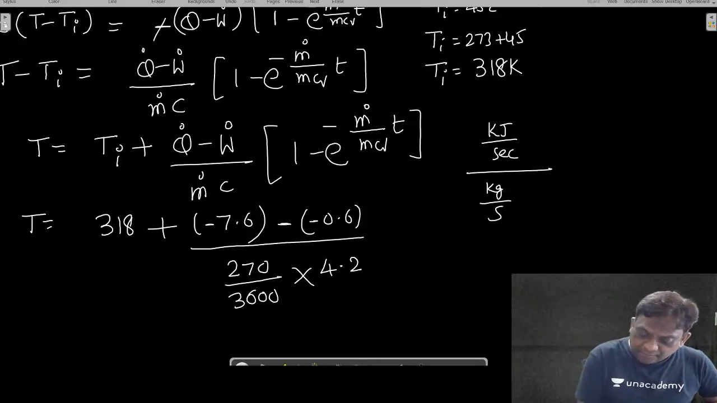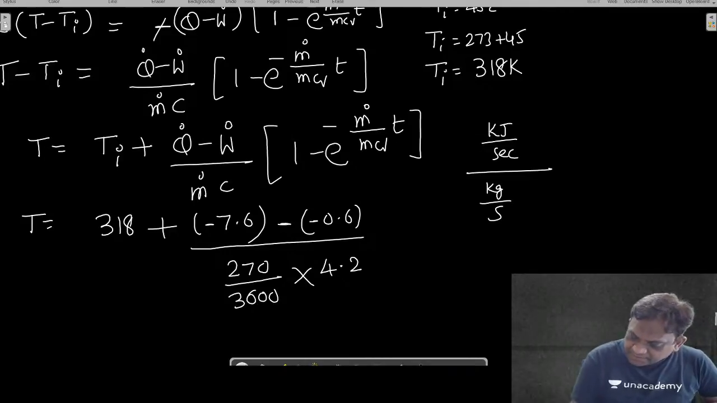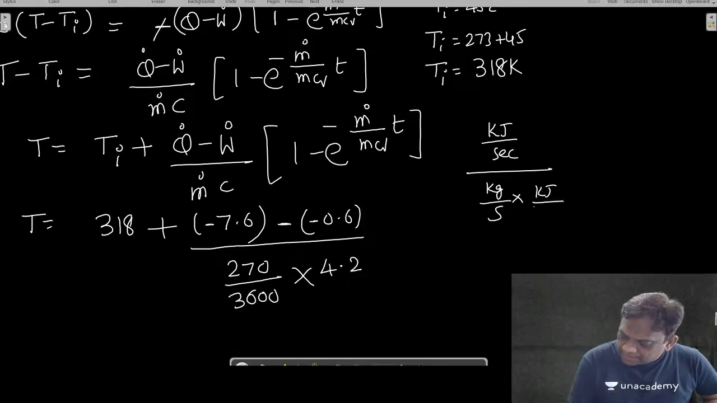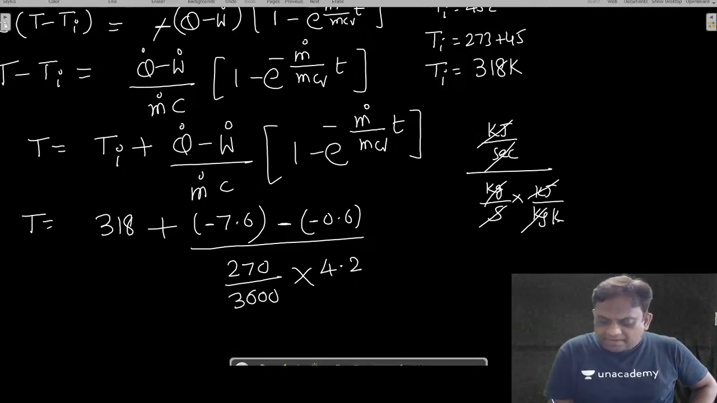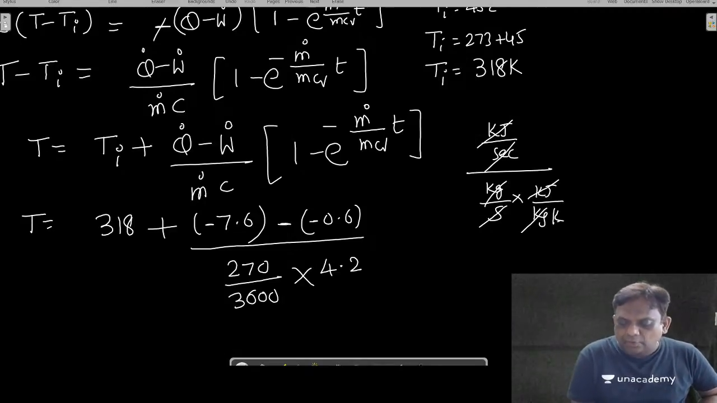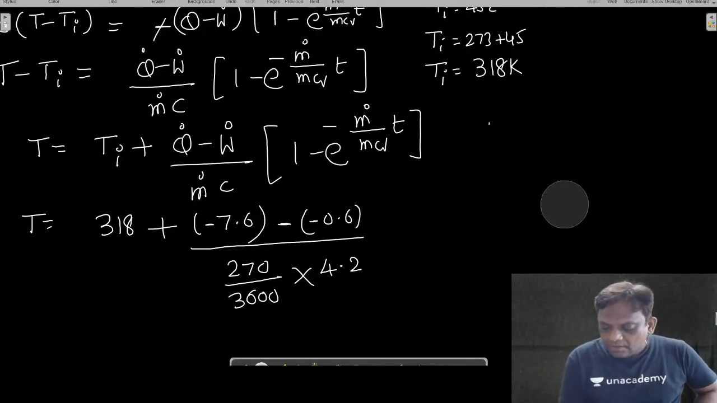Why did you convert from hour to second? Because this is given in kilowatt. Kilowatt means kilojoule per second. Okay. Specific heat is kilojoule per kg Kelvin. So therefore kilojoule is gone, kg per second cancels. This goes up, so it will come in Kelvin. The whole thing will come in Kelvin. Please tell me, are we clear, my dear students? All of you, are we clear?